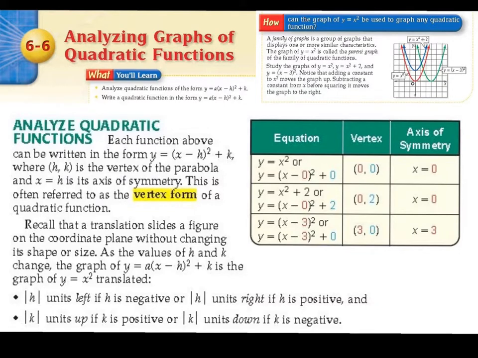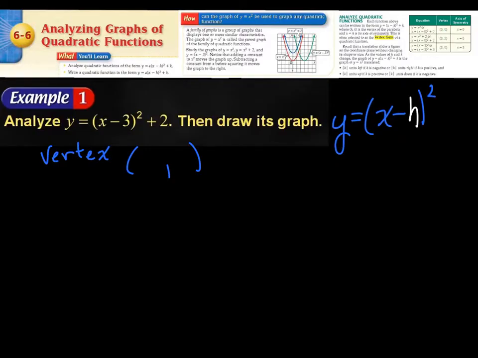Recall that a translation slides a figure on the coordinate plane without changing the shape or size. As the values of h and k change, the graph of y = a(x − h)² + k is the graph of y = x², translated the absolute value of h units to the left if h is negative, or the absolute value of h units to the right if h is positive, and the absolute value of k units up if k is positive, or the absolute value of k units down if k is negative. Analyze y = (x − 3)² + 2, then draw its graph.